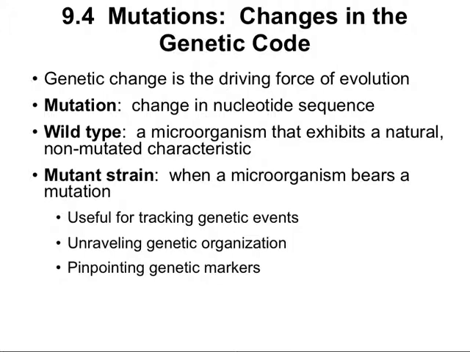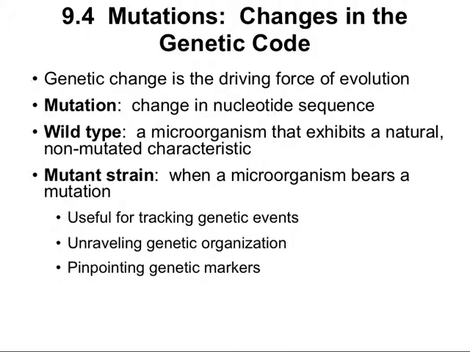The wild type of an organism is the microorganism that exhibits the natural or non-mutated characteristic. And you might say, well, with so much change going on in microbes, how do we know what's the non-mutated characteristic? We tend to say that it is the most common phenotype. The mutant strain is when a microorganism bears a mutation or is not as common.